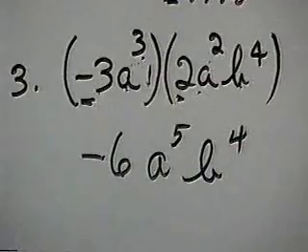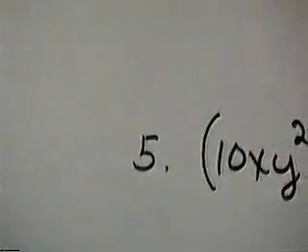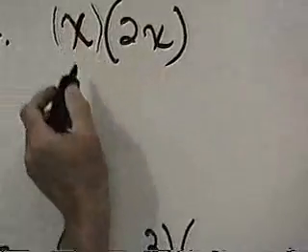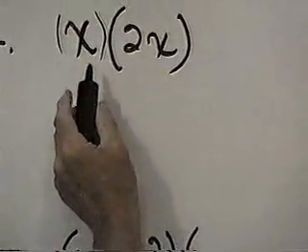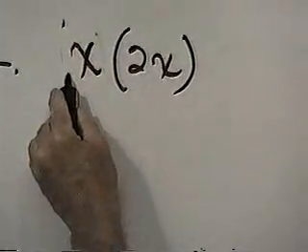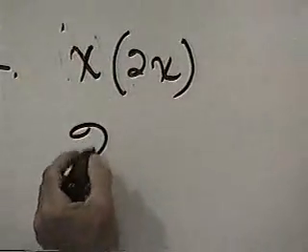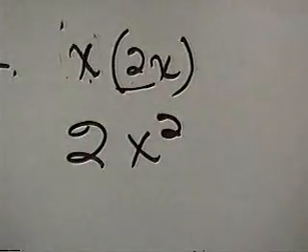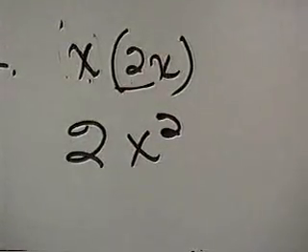All right, let's look at the next example. Problem 4 is, there's no difference in this problem if I put parentheses around it. This simply says numbers times numbers. The number in front of this is a 1. 1 times 2 is 2. X times x is x squared.